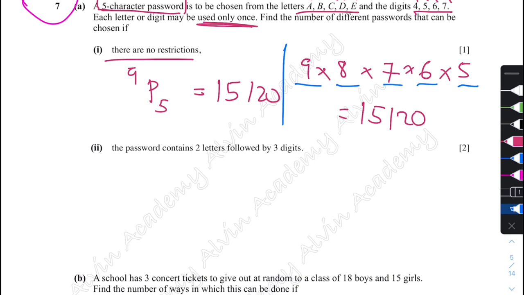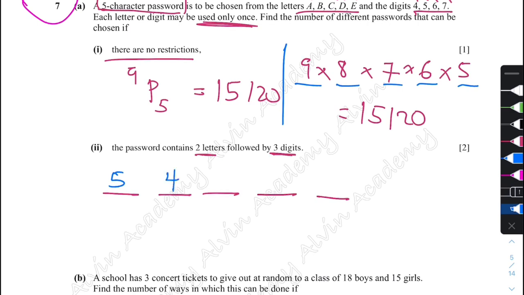Right. So it says that the password contains 2 letters followed by what? 3 digits. So we have 1, 2, 3, 4, 5 password. It must contain 2 letters. So any of those 5 could fill here, going from A to E. Any of them could fill here. Then now that we selected 1, it's left with 4. Any of those 4 will fill there.